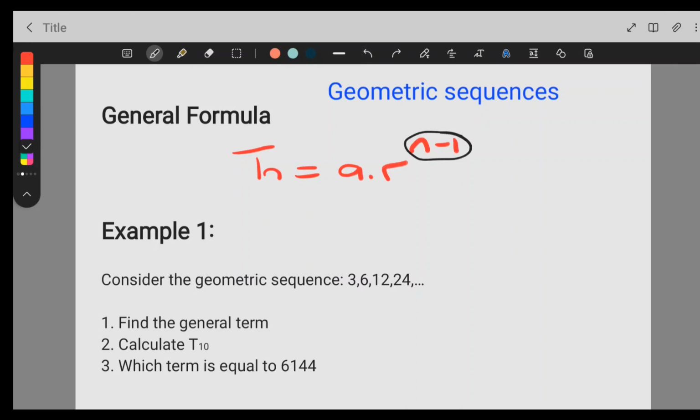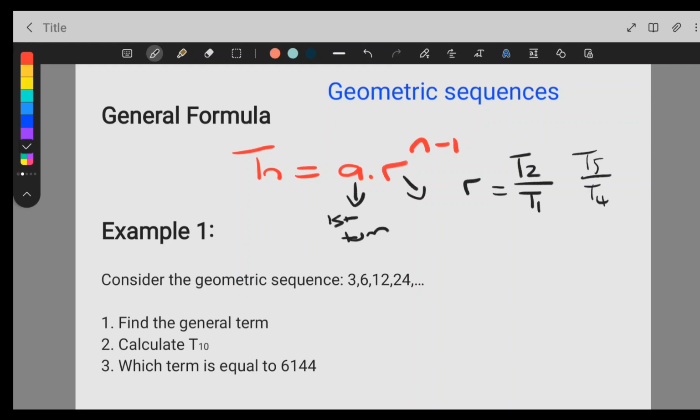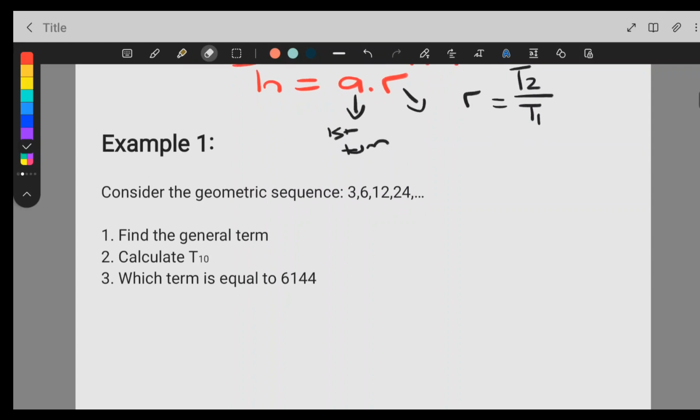That's on your formula page, where a is the first term, r is the constant ratio. So the constant ratio we get by saying term 2 over term 1, or term 5 over term 4, or term 10 over term 9, and so forth. That's how you get r, your constant ratio. For now, let's just use term 2 over term 1. So let's look at a question.